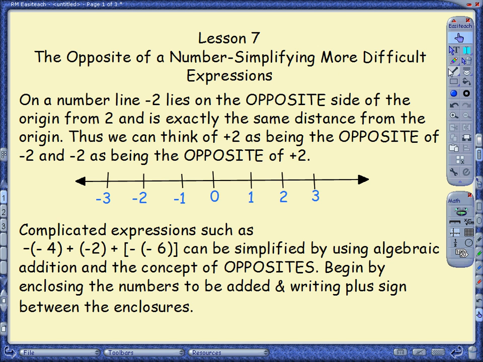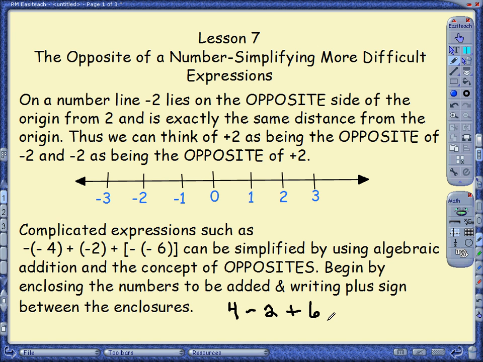Begin by enclosing the numbers to be added and writing a plus sign between the enclosures. Okay, that's one way to do it. What we want to do is say this is the opposite of -4, therefore it should be a +4, plus the opposite of 2, that's a -2, plus the opposite of -6, so that's plus a +6.